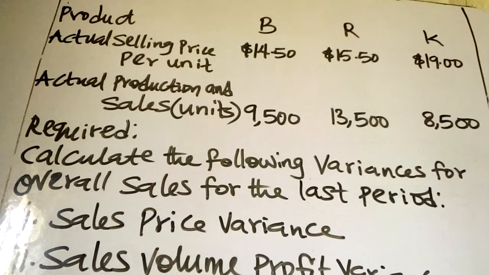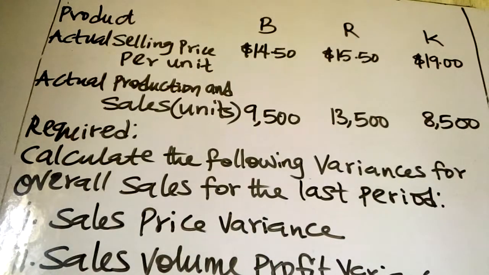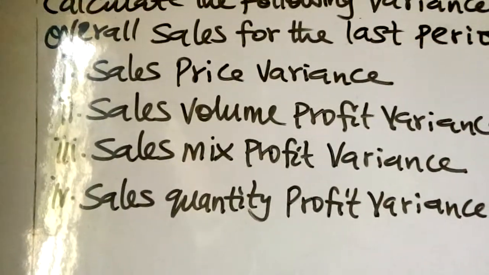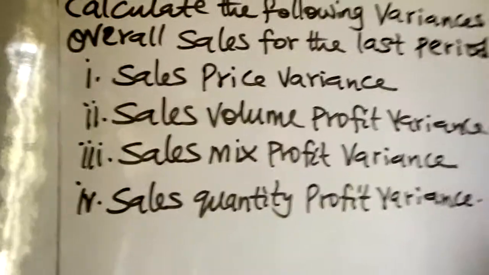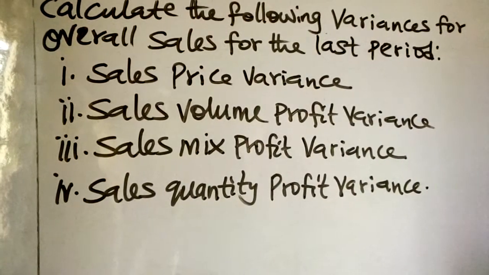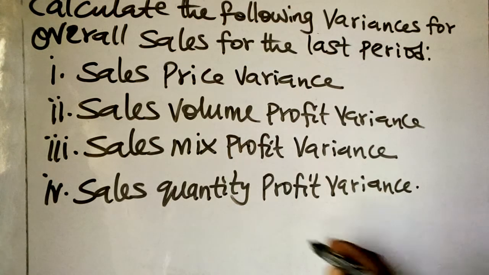Required. Calculate the following variances for overall sales for the last period. Number 1 is sales price variance. Number 2, sales volume profit variance. Number 3, sales mix profit variance. Number 4, sales quantity profit variance. So, solution.